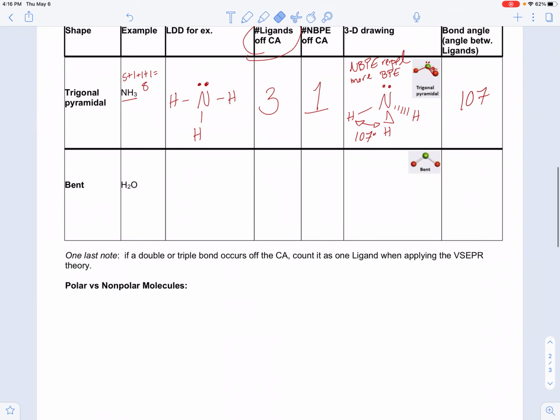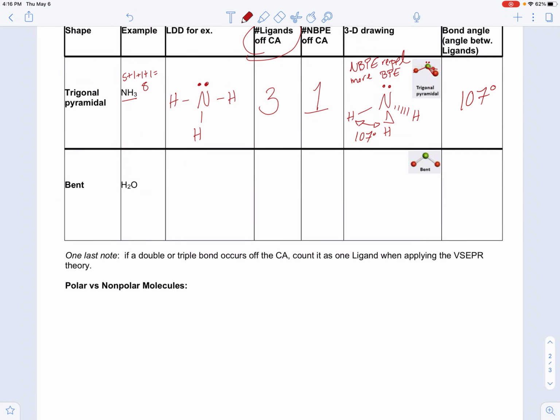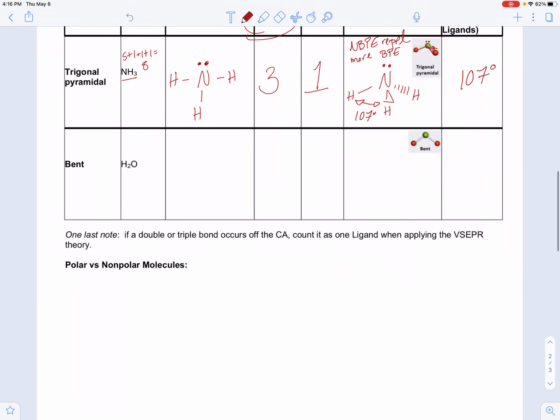So we're going to move on to our last shape, which is going to be bent. So I'm going to draw my Lewis dot diagram first because our Lewis dot diagram tells us, again, how many branches we have and how many non-bonding pairs of electrons. So hydrogen, each one brings 1 valence electron, and oxygen brings 6. So we have 8 valence electrons in this picture.